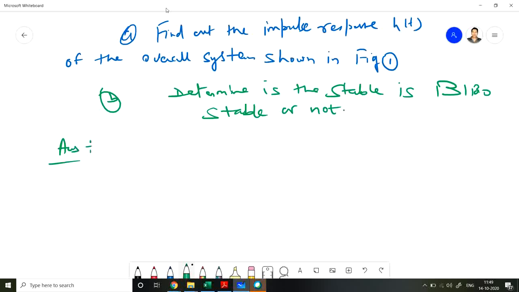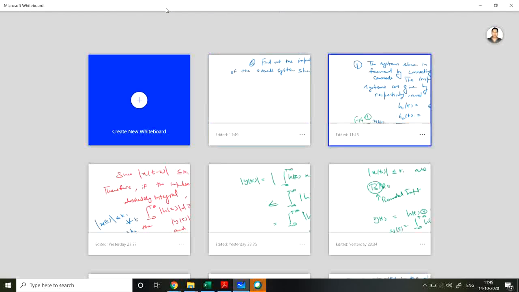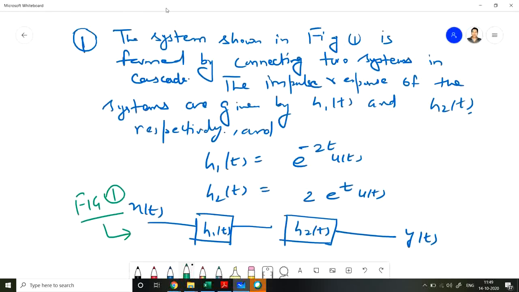So I am again repeating the problem. The system is shown in the figure. This is our system. This is our input, that is x(t). This is our output y(t), and we have two impulse responses. First one is h1(t), that is e raised to the power minus 2t into u(t). Second impulse response, that is h2(t), is 2 e raised to the power minus t into u(t). Sorry, I forgot that.